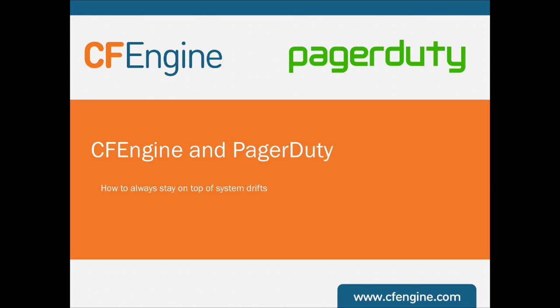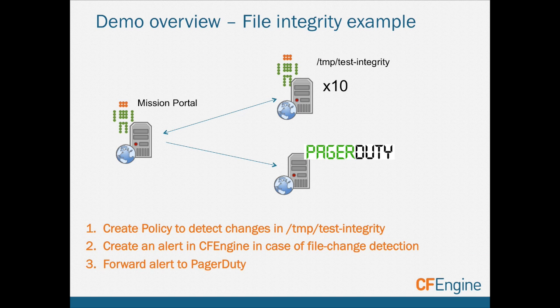Welcome to this CFEngine demo, where we will show you how easy it is to integrate CFEngine with PagerDuty, the popular SaaS-based incident management system for IT monitoring. In this demo, we will first create a CFEngine policy to detect any change in a specific file. Next, we will create an alert in CFEngine Mission Portal, so we will be notified whenever CFEngine detects a change in the specified file. This notification will then be forwarded to PagerDuty, where it can be managed according to whatever policies you have defined within PagerDuty.